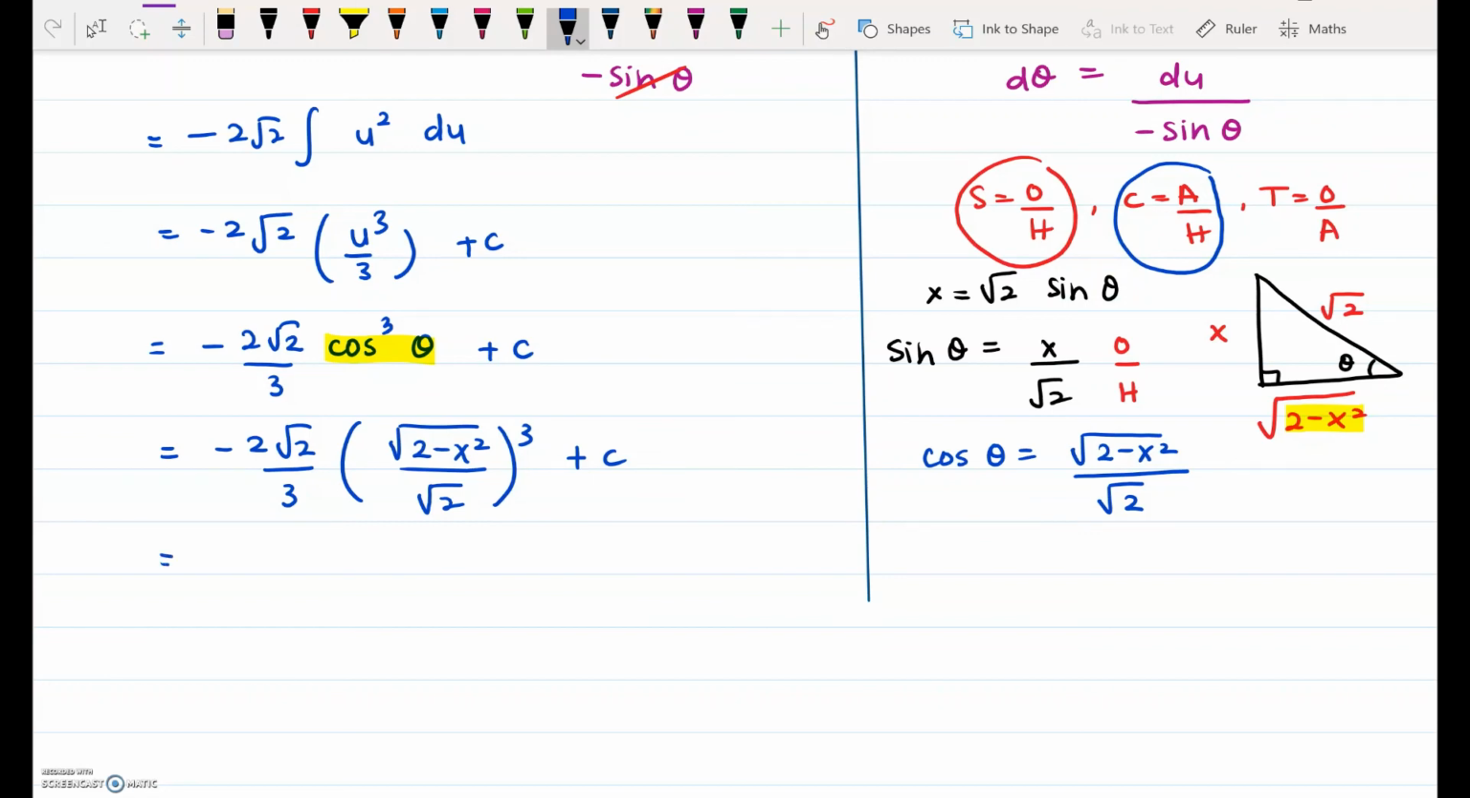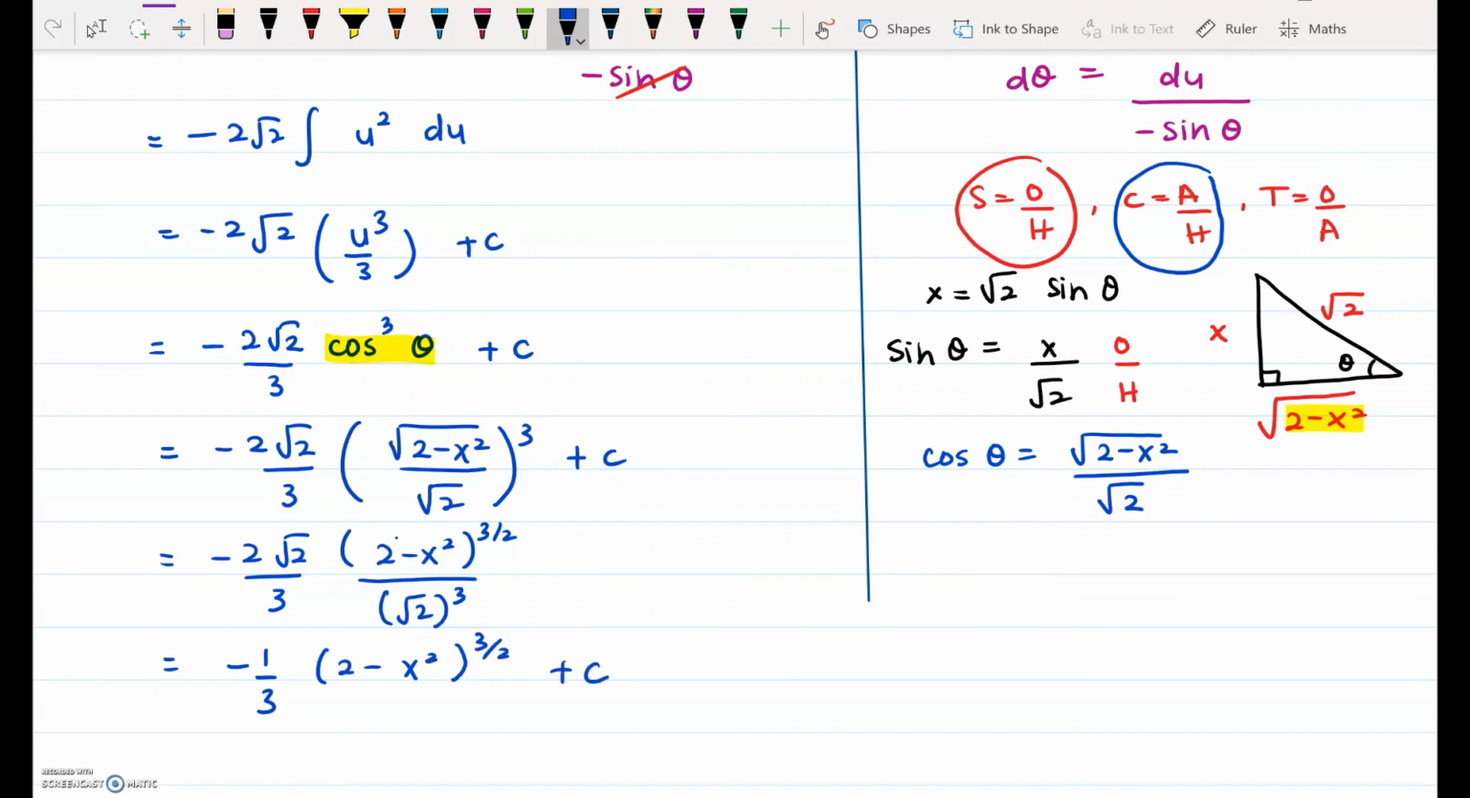Okay, next we will simplify. You will have negative square root of 2 over 3. When you expand, you will get in your numerator 2 minus x squared to the power of 3 over 2. And for the denominator, you will have square root of 2 to the power of 3, or 2 to the power of 3 over 2. Then you can simplify here, and you will have negative 1 over 3 times 2 minus x squared to the power of 3 over 2 plus c. So this is your final answer.